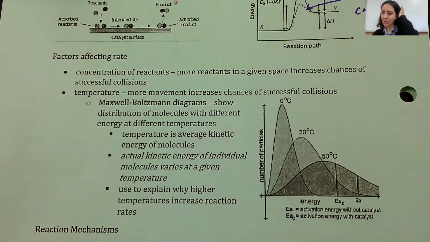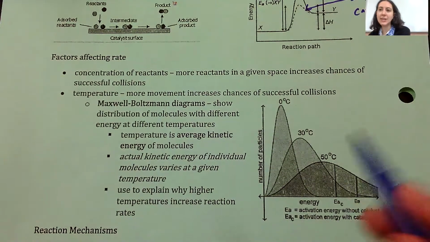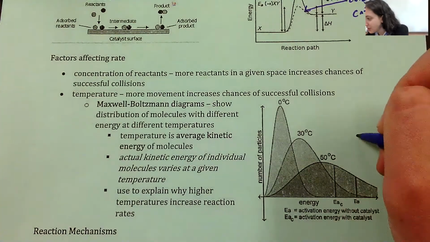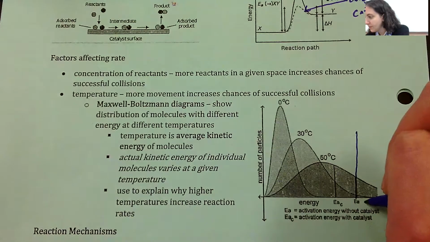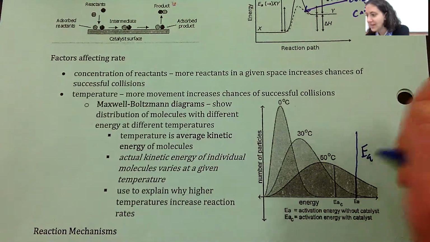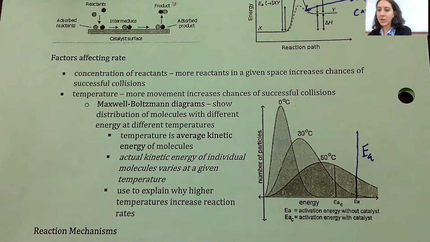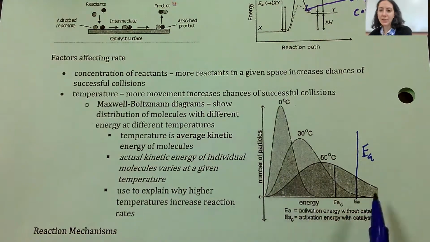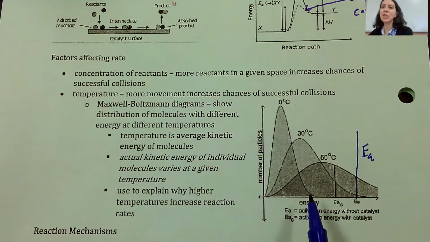So when it comes to a chemical reaction, this is actually very important because of activation energy. So imagine that this is a chemical reaction that's occurring and it has a specific activation energy. So this is the activation energy, EA. So the question is, will the reaction occur at different temperatures? So at 0 degrees Celsius, we need the molecules to be moving this quickly. According to this, none of the molecules are moving that quickly, not even close. So there's no way that this reaction would occur.